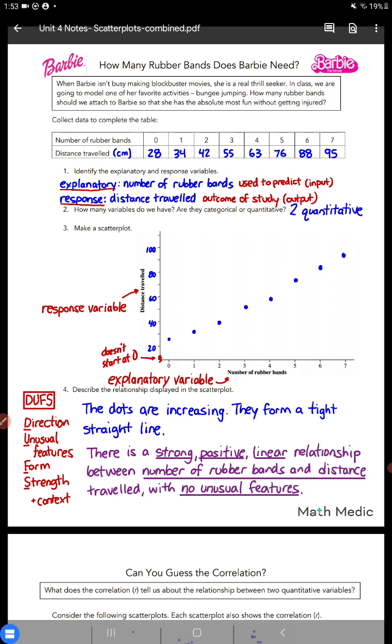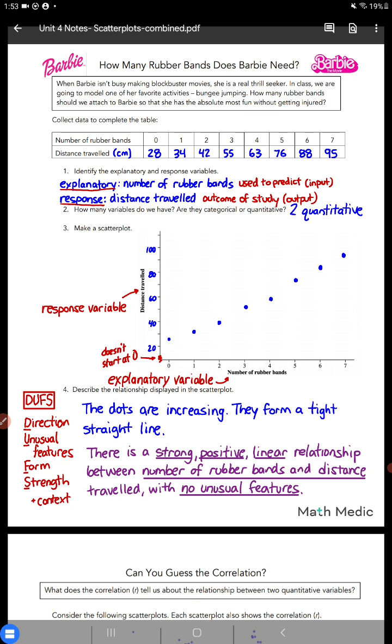Today, we start to look at data sets that have two variables, and what we're going to be doing is trying to find relationships between those variables and talking about how we can define that relationship and use it to make predictions. Okay, so in today's scenario, we have Barbie, and when Barbie isn't busy making blockbuster movies, she's a real thrill seeker. And if I actually had you in person in class, we would be modeling one of Barbie's favorite activities, which is bungee jumping.